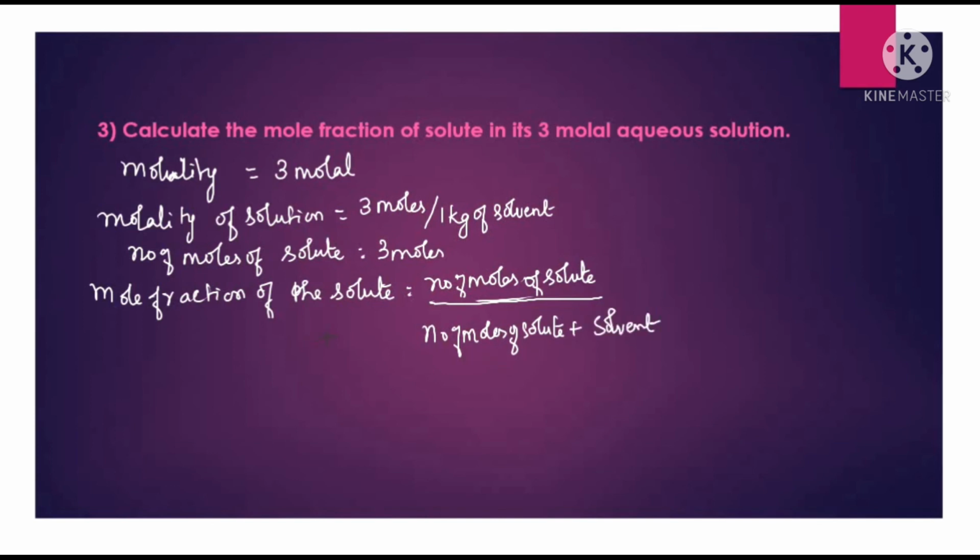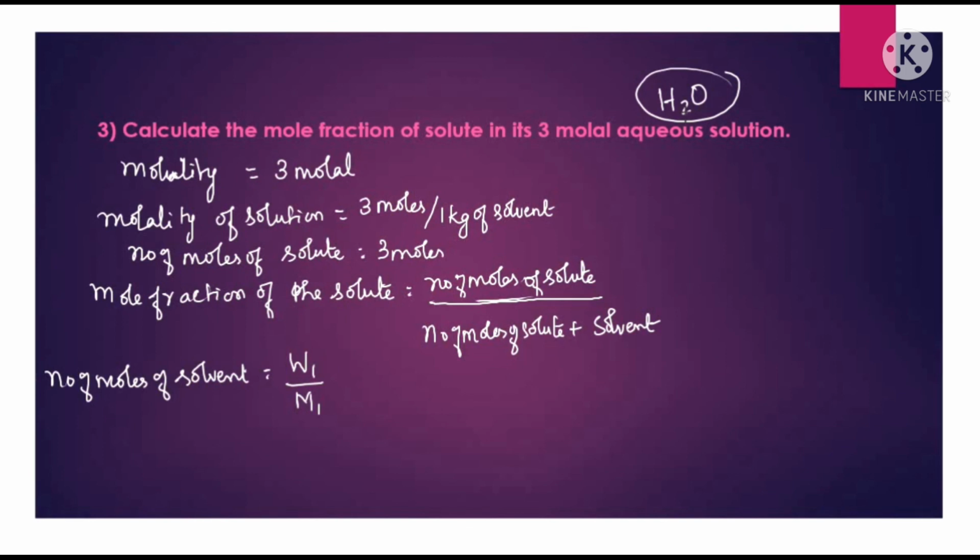Okay, so here see students, we know the number of moles of solute, 3 moles, but we do not know the number of moles of solvent. So how to calculate the number of moles of solvent? It can be calculated from its weight, that is W1, and molecular mass M1. If you know the weight of the solvent and molecular mass of the solvent, it is possible to calculate the number of moles of the solvent. First we should know what is the solvent. From the problem itself we can understand it is aqueous. Aqueous means water. So the solvent is water, right?